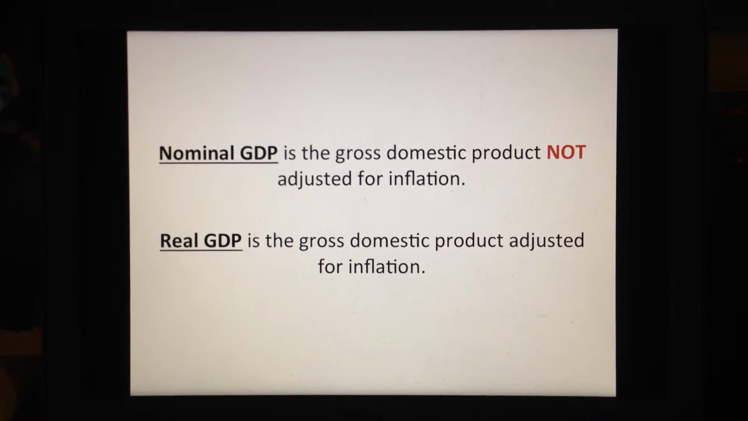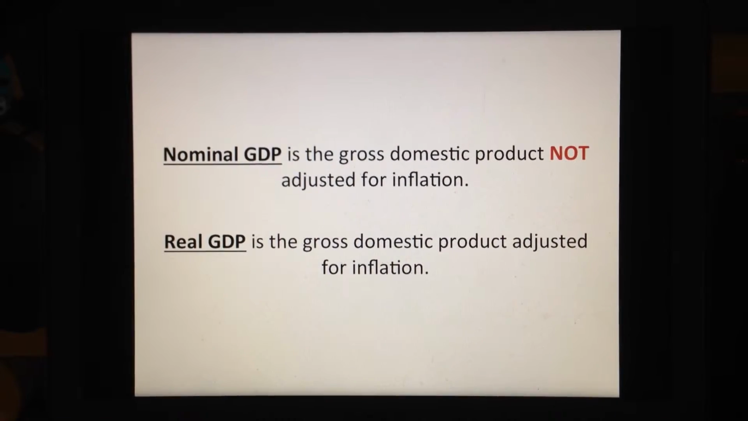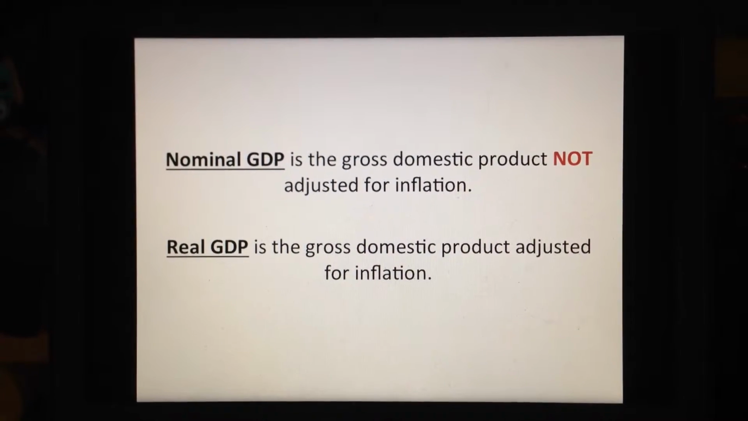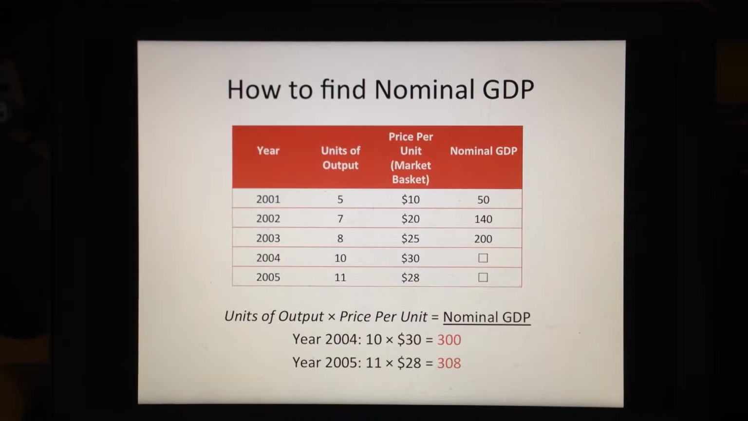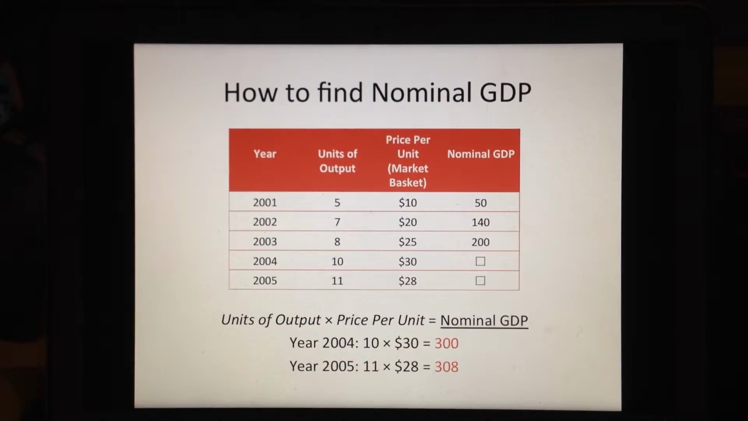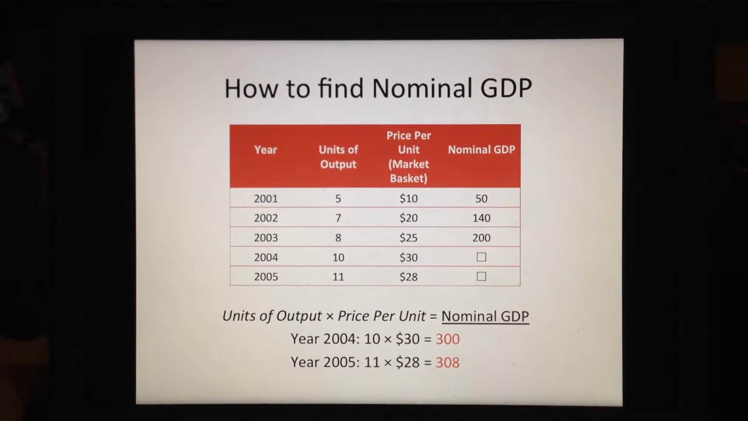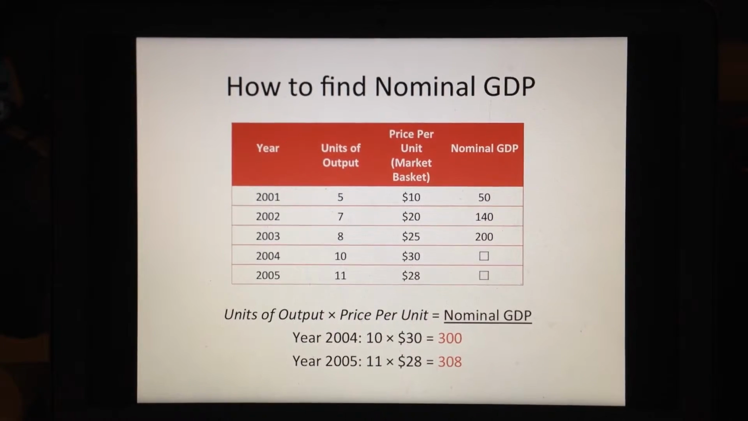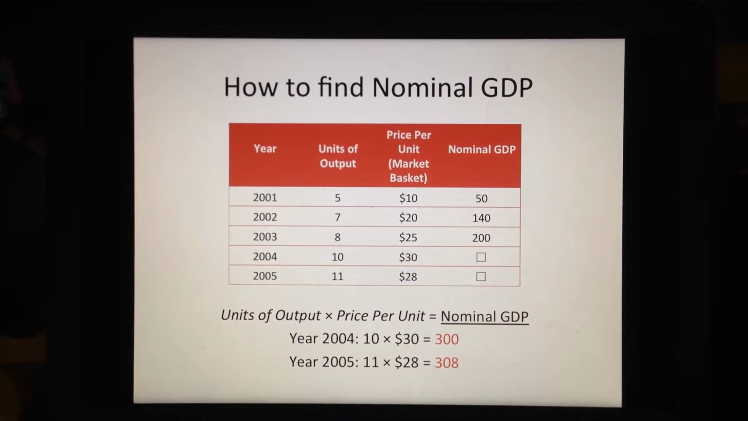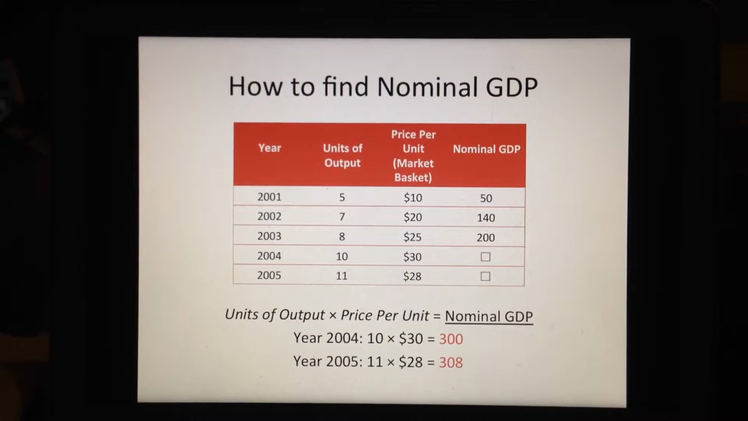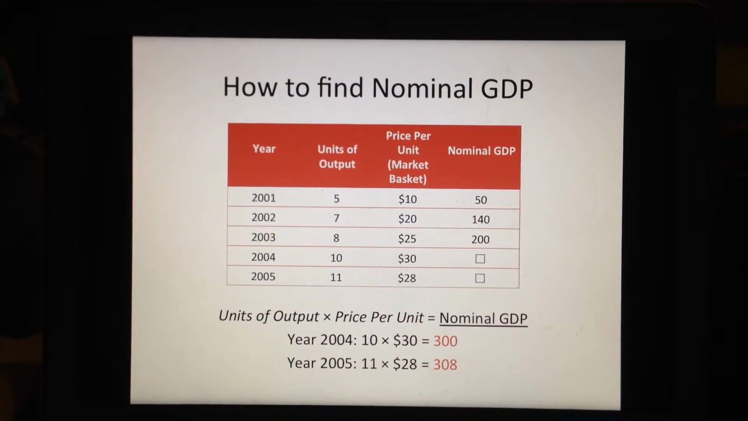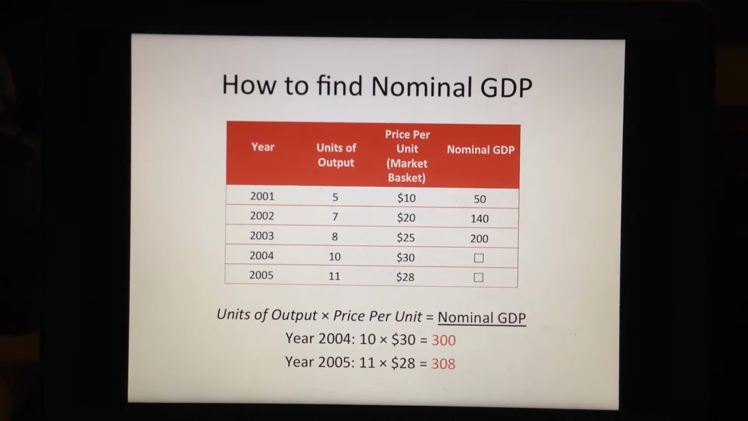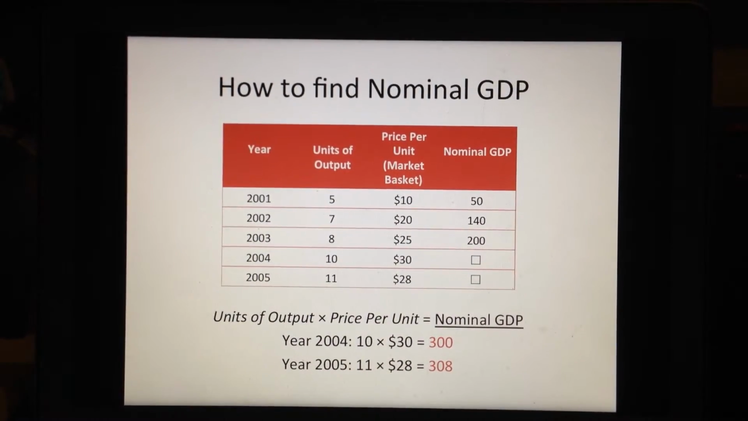And yes, you guessed it, real GDP is the gross domestic product adjusted for inflation. In order to find the real GDP, you must first find the nominal GDP. Using this table, we're going to find the nominal GDP for the year 2004. To find the nominal GDP, all we would have to do is multiply the units of output in 2004, 10, by the price of the market basket in 2004, 30, which gives you 300. You would find the nominal GDP for the year 2005 the same way.